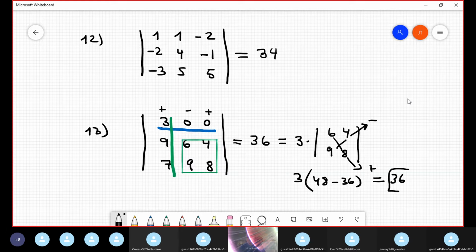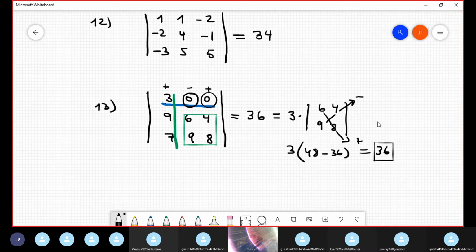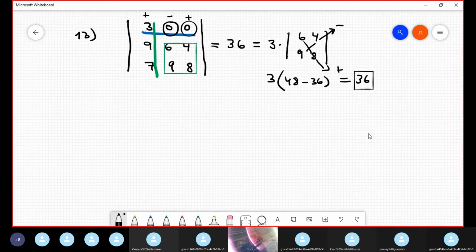In this case, I take advantage and do it by hand because the rest of the entries are 0 and 0. Suppose we have a super big determinant, and you take advantage of the 0s to compute by hand. But this is just out of curiosity.